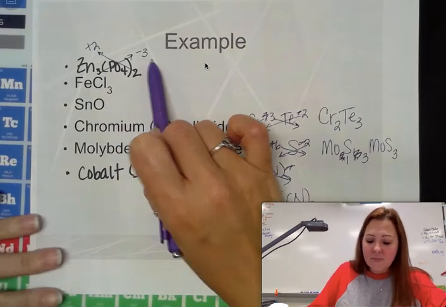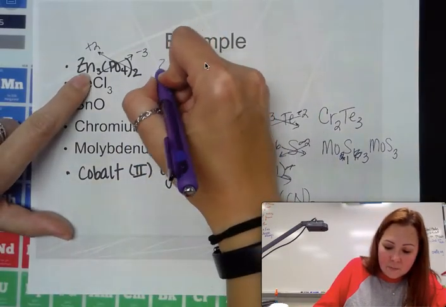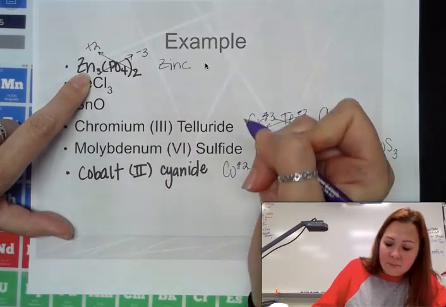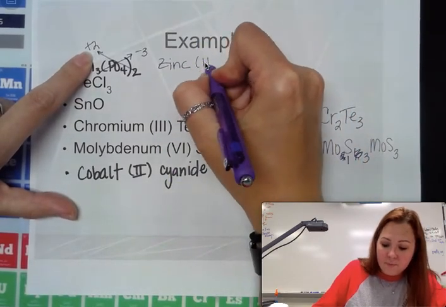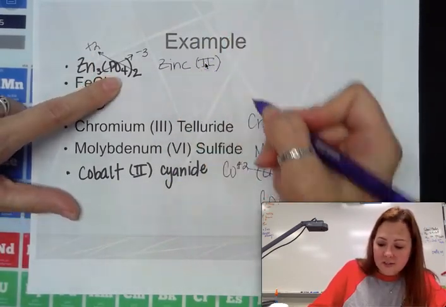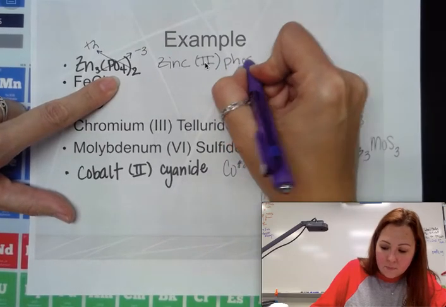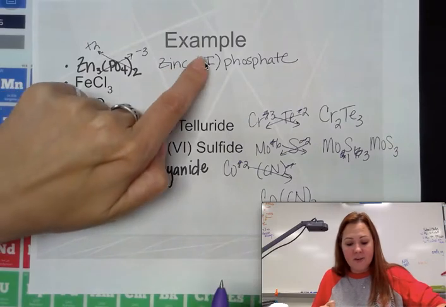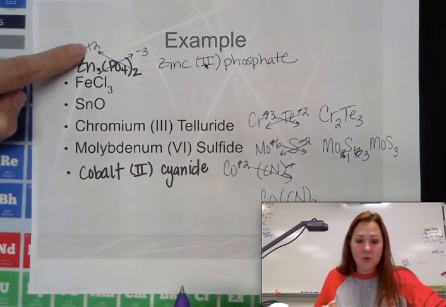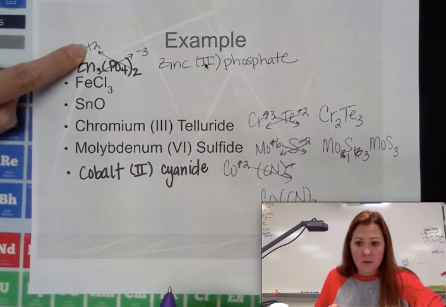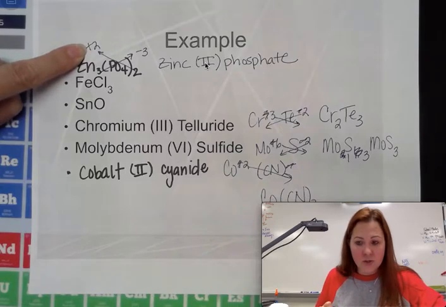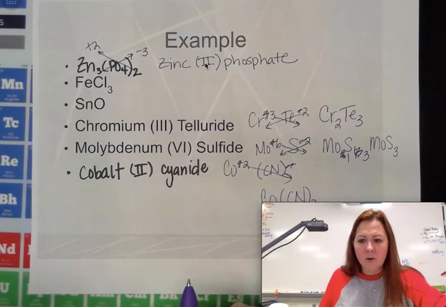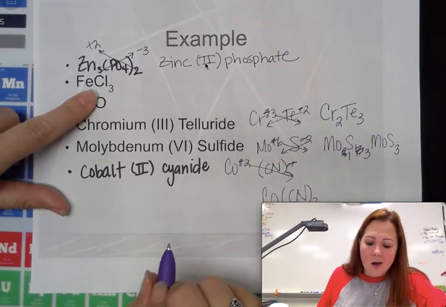So when I go to name this, Zn is zinc. Zinc has a +2 charge. PO4 is called phosphate. So this one is called zinc 2 phosphate because they used a +2 charge to swap and drop for my zinc. Zinc's always +2, so you could have known that too. Don't tell anybody. No, really, make your life easier.